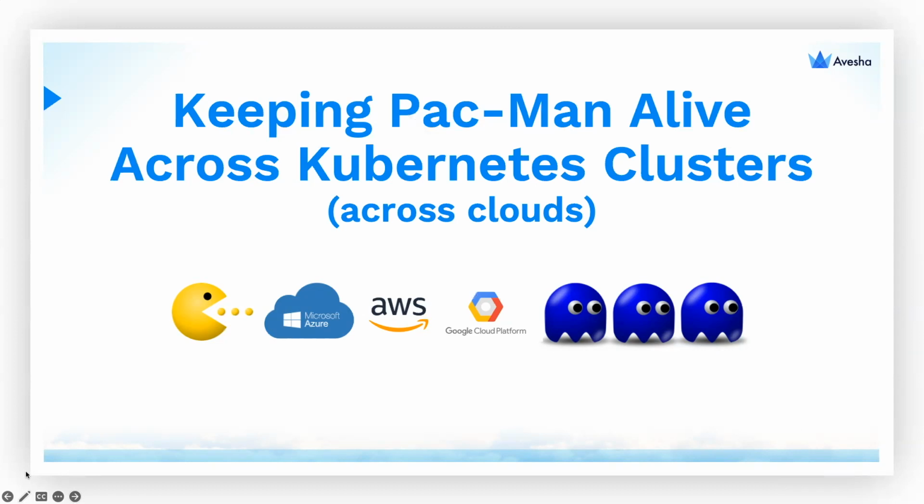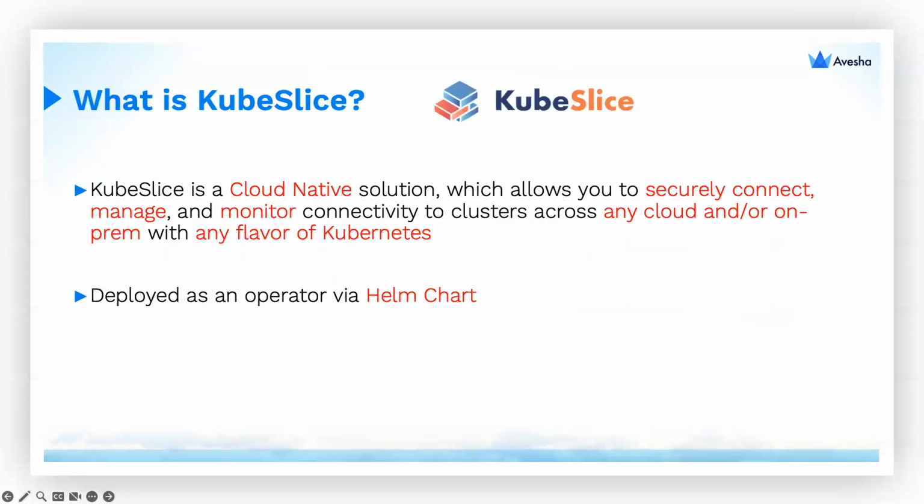Now, before we get into the demonstration, we need to go over some background. So first, what is KubeSlice? Quite simply, KubeSlice is a cloud-native solution which allows you to securely connect, manage, and monitor connectivity to those clusters across any cloud and/or on-prem with any flavor of Kubernetes. And as a cloud-native application, it is deployed as an operator, and in our case, via Helm chart.